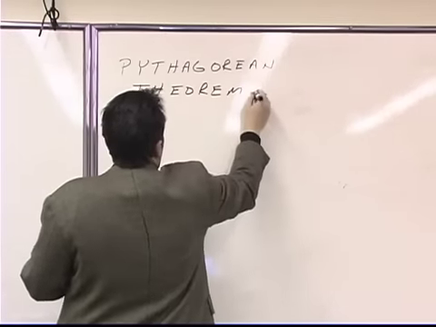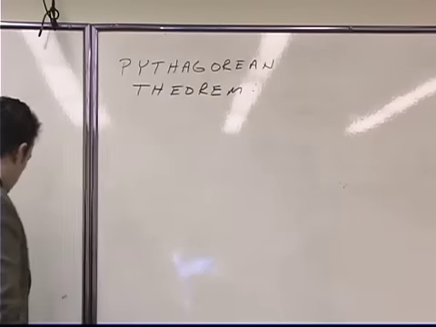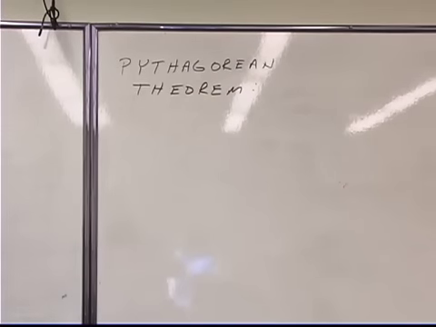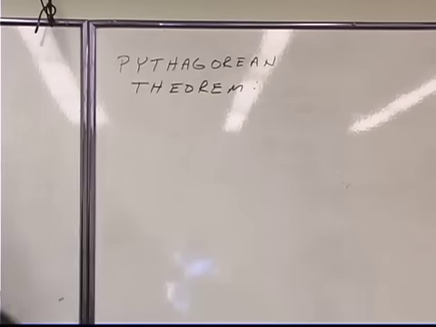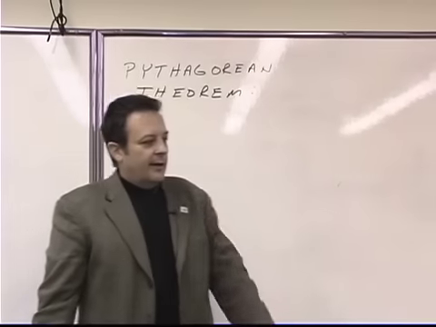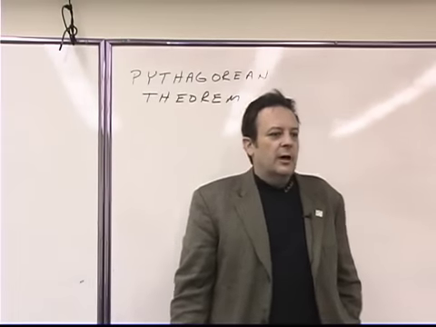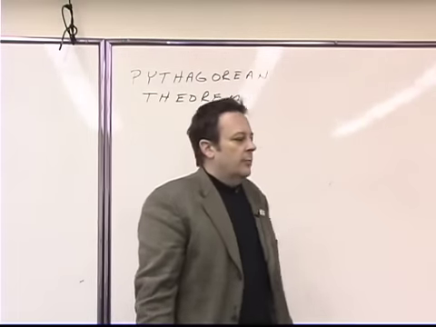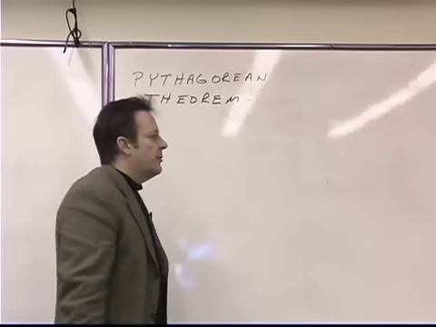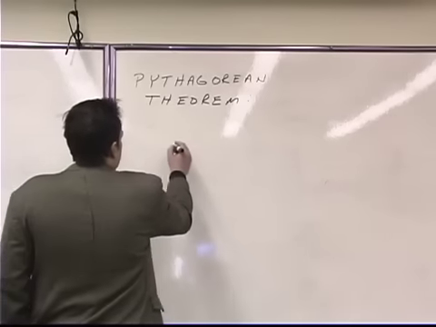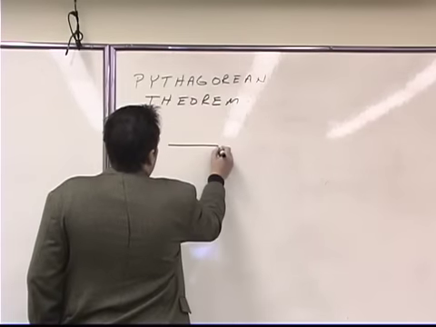The Pythagorean theorem. Okay, that's the only time that I'll spell it all out the whole way. And you don't have to memorize the spelling. That's something that you're generally not tested on. But the Pythagorean theorem, stated mathematically, relates the sides of a right triangle.